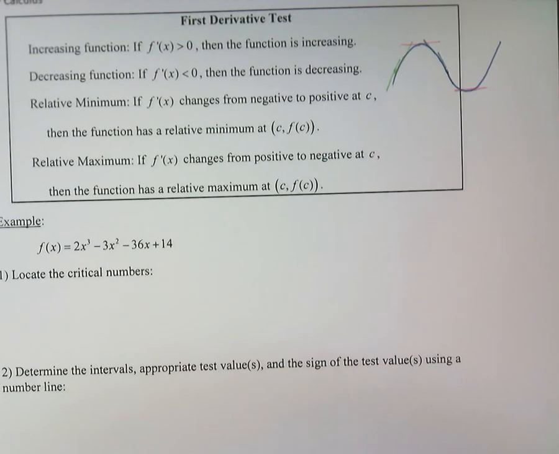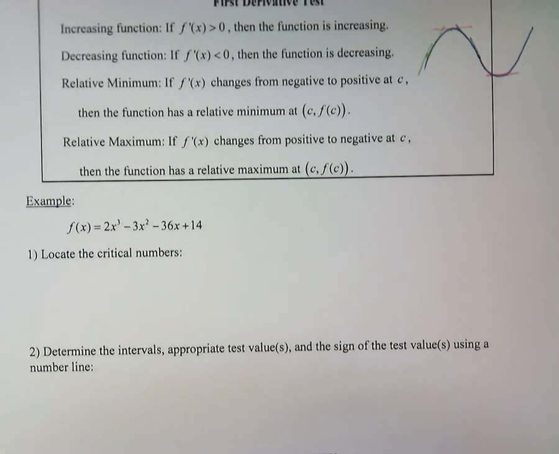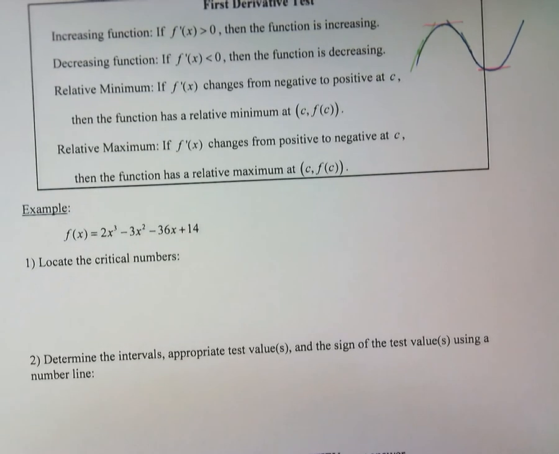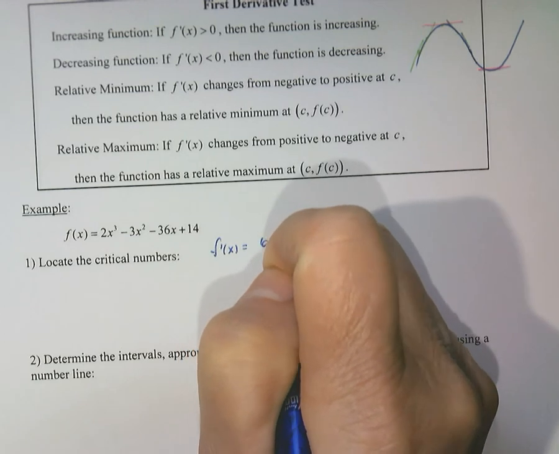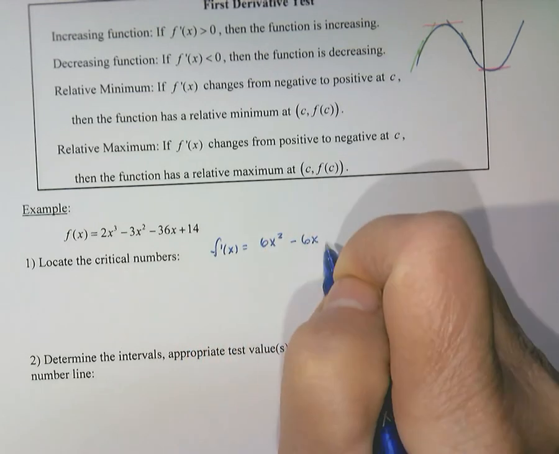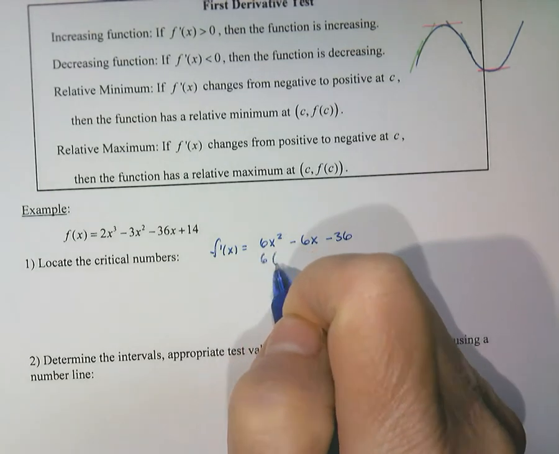So here's a polynomial. The nice thing about polynomials is they are continuous and differentiable over their whole domain, all real numbers. So that makes these very easy to work with. So the first thing I have to do is locate my critical numbers. To do that, I'm going to find my derivative and set my derivative equal to 0. So f prime of x equals 6x squared minus 6x minus 36. Set that equal to 0.